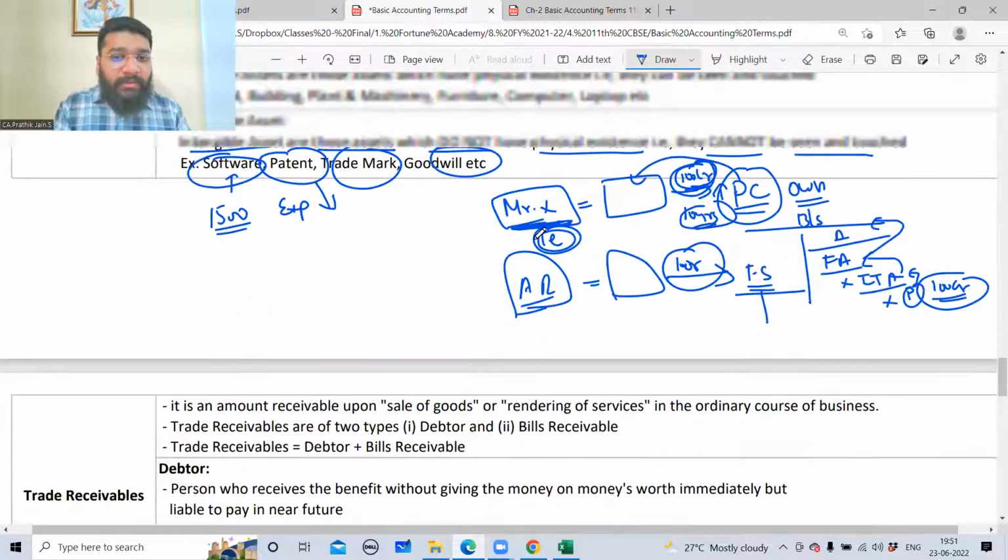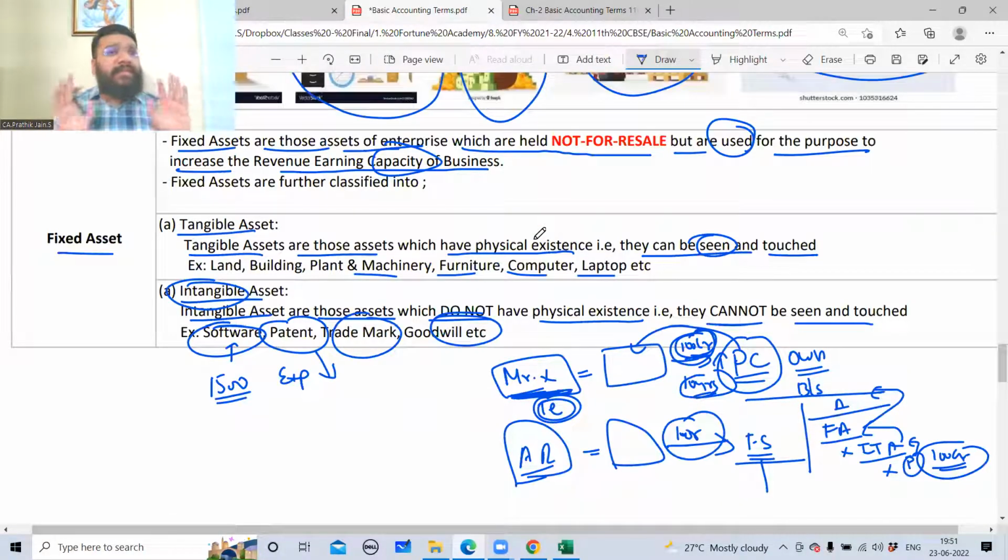Now guys, this is tangible and intangible asset. The basic difference is what? Tangible asset is something which you can touch. Intangible I cannot touch.